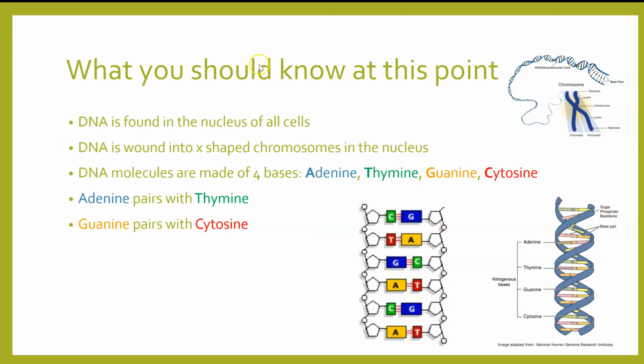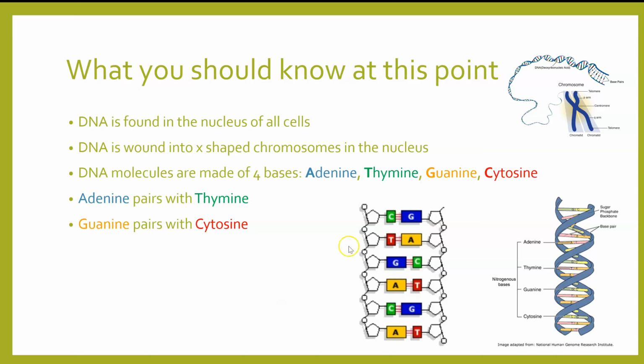So I'm going to go over what you should know at this point. I know there's a lot of information and some of you might not feel like you're learning that much, so I'll always try and refresh what you should know each day at the start of the video. So you should know that DNA is found in the nucleus of all your cells. Every single cell in your body, your eye cells, your cheek cells, your heart cells, they have a nucleus, and that nucleus has DNA inside of it. All your DNA is in your nucleus, okay?